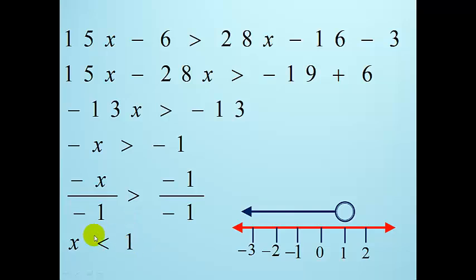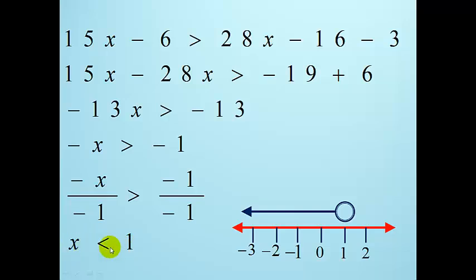Now take note that x is less than 1. You can see that the inequality sign, instead of being greater than, has now changed to less than. This is because we are dividing through by a negative number. When you divide through by a negative number, the inequality sign changes. If it is a greater than sign, it will change to a less than sign, and if it's a less than sign, it will change to a greater than sign. It's very important, so take note. Finally, we have x < 1.